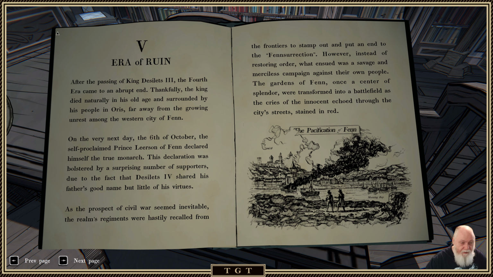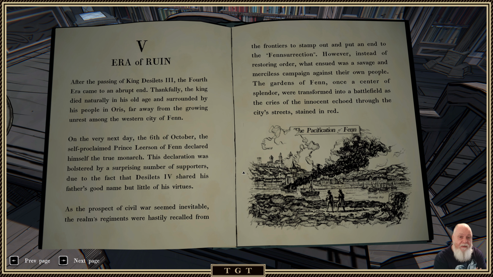Era 5, Era of Rune. I'm going to get this screenshot.